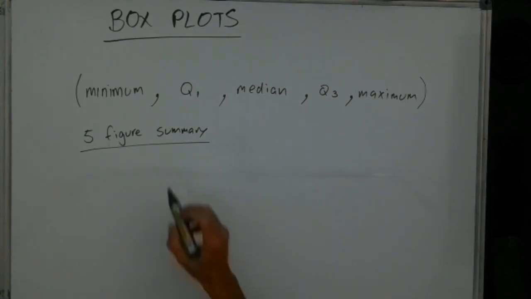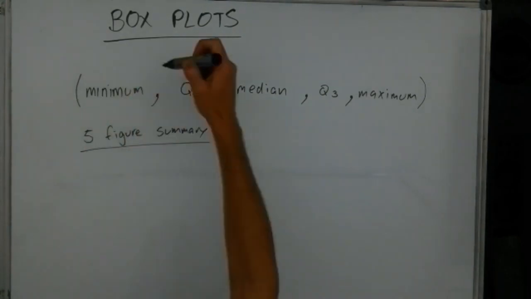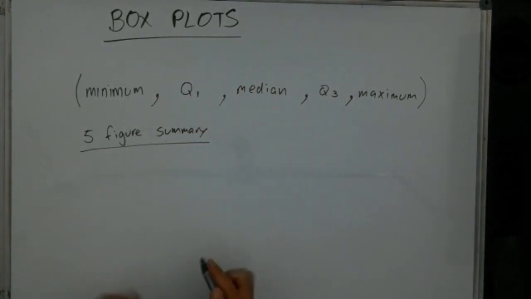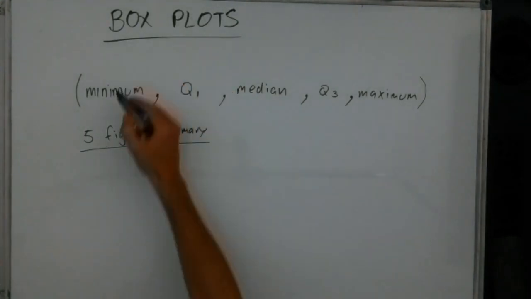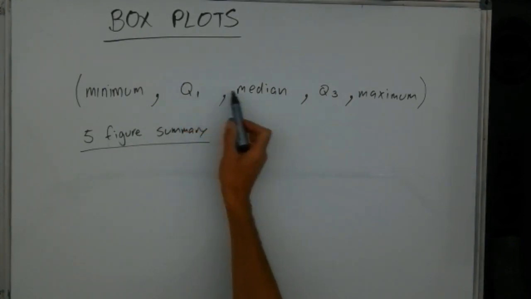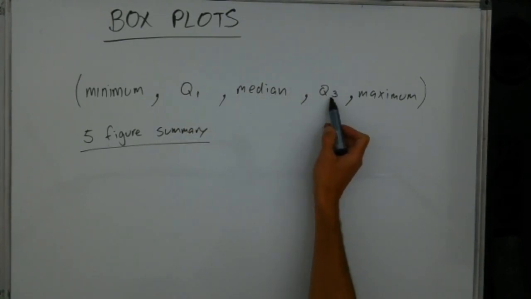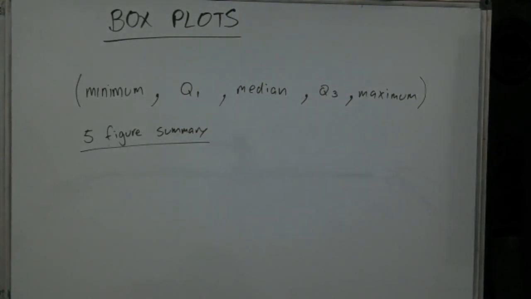And so, as you can imagine, this is the smallest value. Our first 25% of data is between here and here, and next from 25% up to 50, between here and here, 50 to 75, and then 75 up to our highest score.